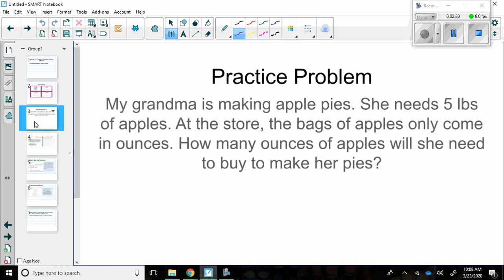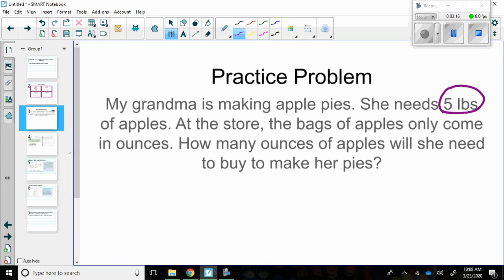Also, before we do this, there's going to be lots of steps because we also don't want to forget cubes. So the first thing that we want to do is circle the numbers. Grandma needs 5 pounds of apples. At the store, the bags of apples only come in ounces. How many ounces of apples will she need to buy to make her pies? There's not a lot of numbers in the problem, but we know we're going to be using a lot of numbers when solving.